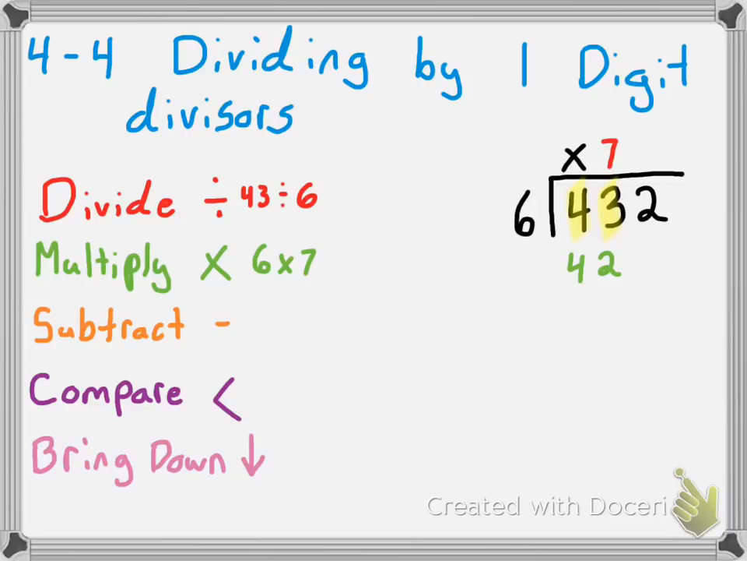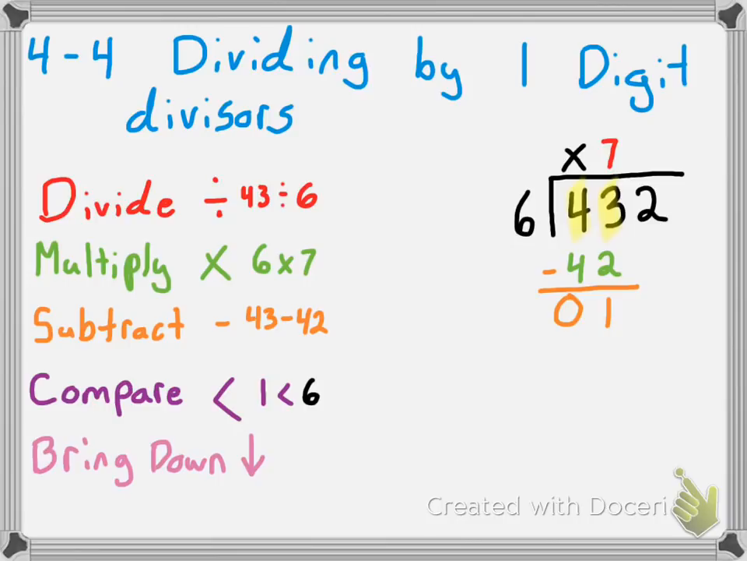So my next step is to subtract. Subtract 43 minus 42. Subtract 3 minus 2 is 1, and 4 minus 4 is 0. Next I'll compare. I'm going to compare my new answer, which is the 1, to my divisor, which is the 6. I have to make sure that the 1 is smaller or less than 6. If 1 is less than 6, I can move to my next step. If my answer from subtraction was larger than 6, I'd have to go back up and start over at divide again. Now 1 is smaller than 6, so I can move to the next step, which is bring down.